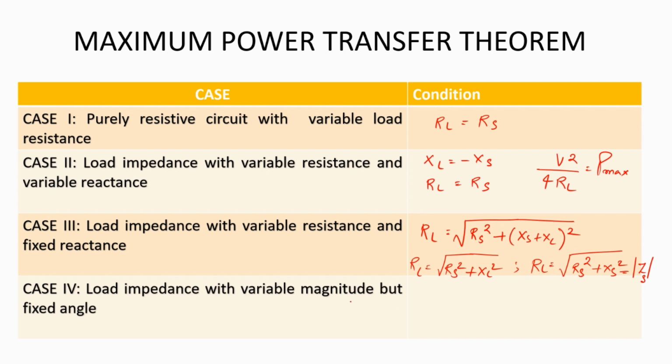The fourth case is when the load impedance was having a variable magnitude, but the load angle was fixed. In that case, the load impedance should be equal to the source impedance in magnitude. So these are the four conditions for the four different cases in order to obtain maximum power at the load side from the source side.